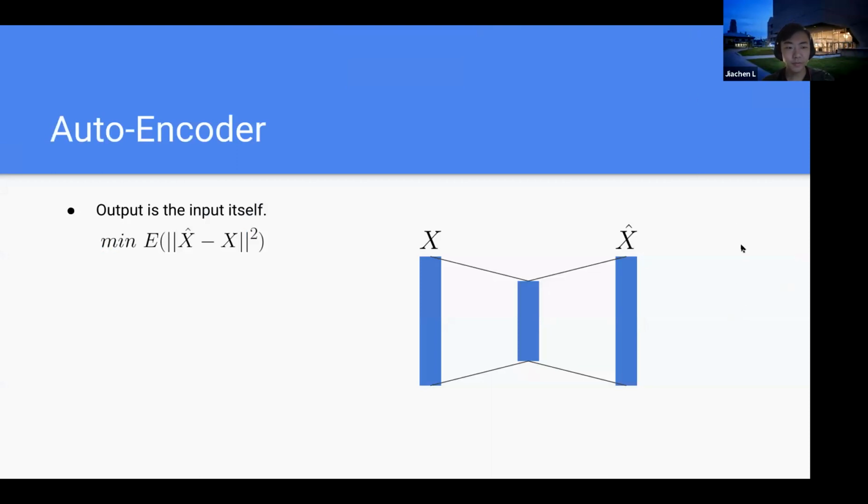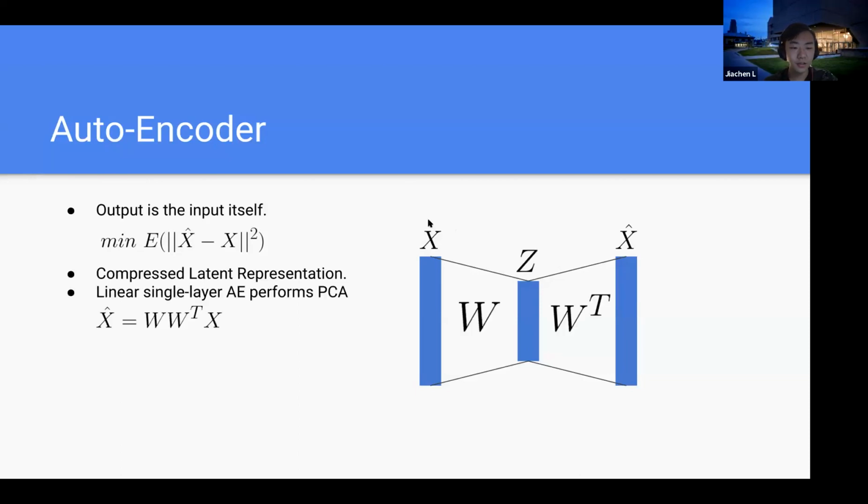For the autoencoder, the output is the input itself. It is to minimize the mean square error or mean absolute error, and we just need the output and the input. And the autoencoder learns a compressed latent representation. By compressed, it means the dimension of the latent vector z is smaller than the dimension of the input vector x.